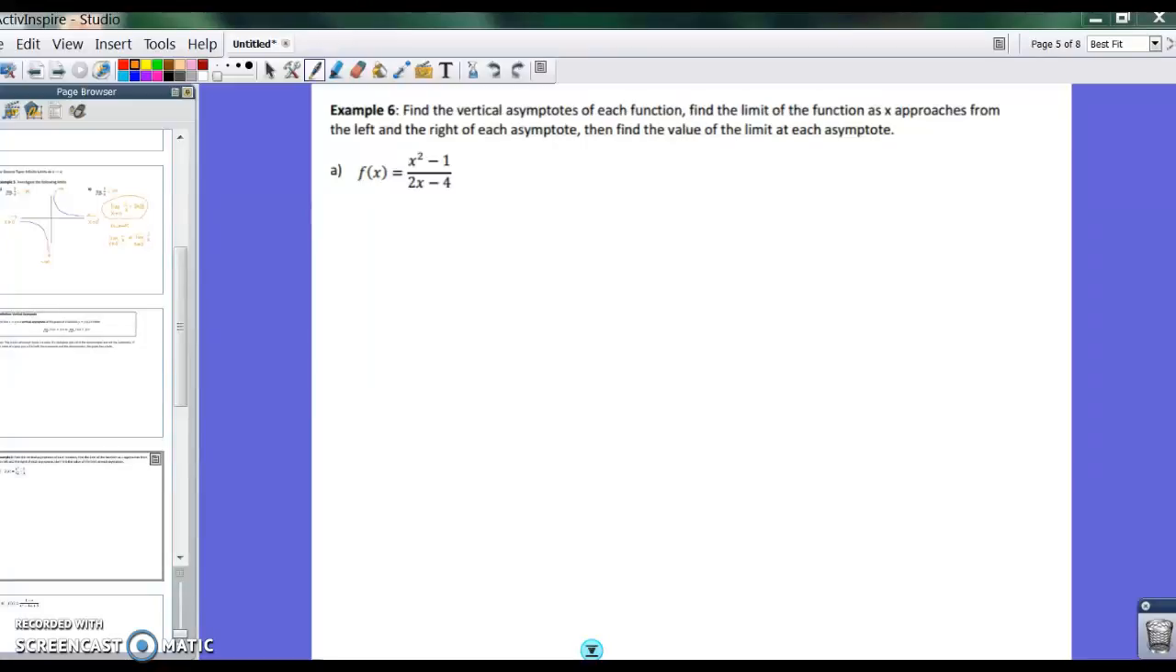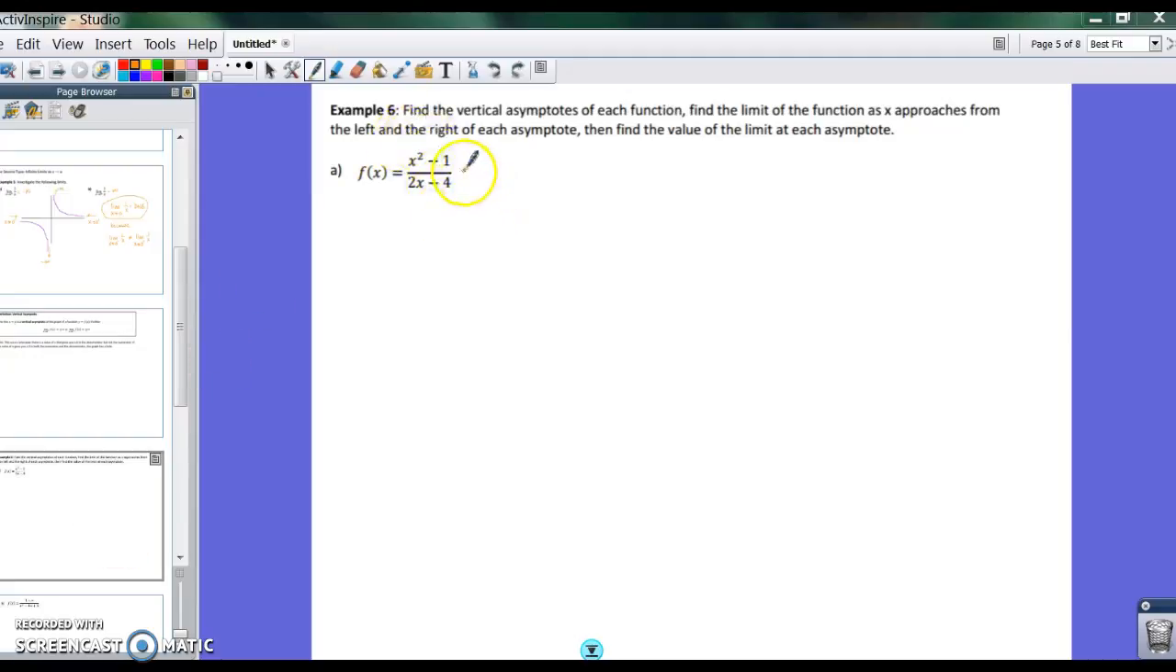Okay, everyone, so continuing on with the notes, we're going to go through a couple different problems. The directions here say to find the vertical asymptotes of each function, then find the limit of the function as x approaches from the left and the right of each asymptote, then find the value of the limit at each asymptote.